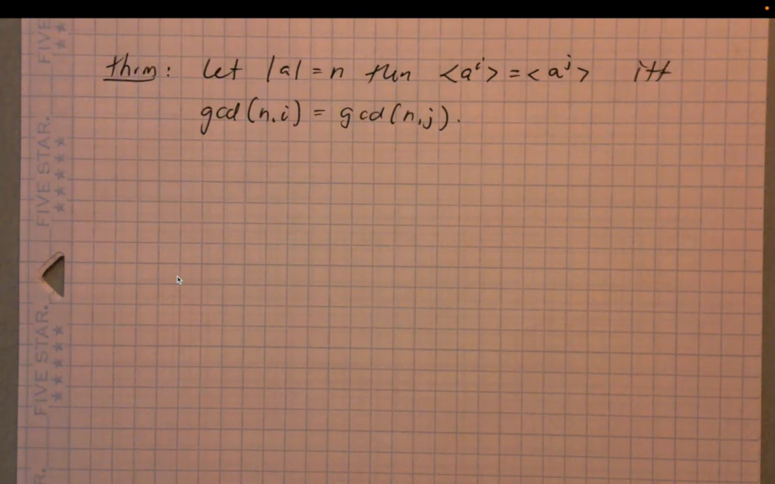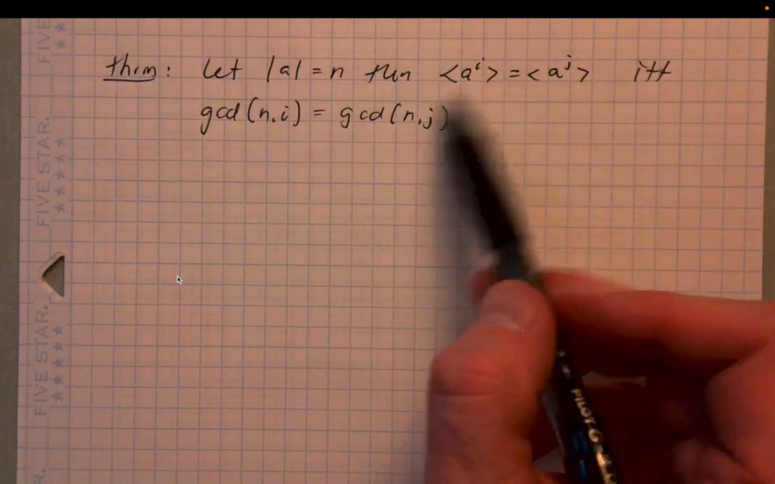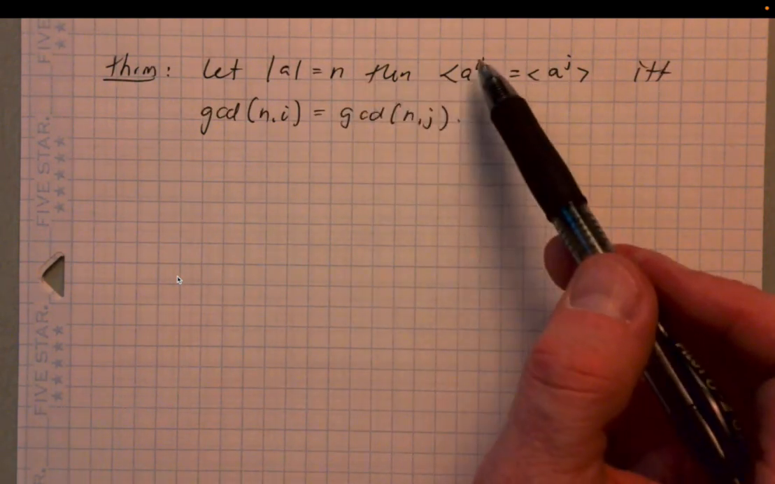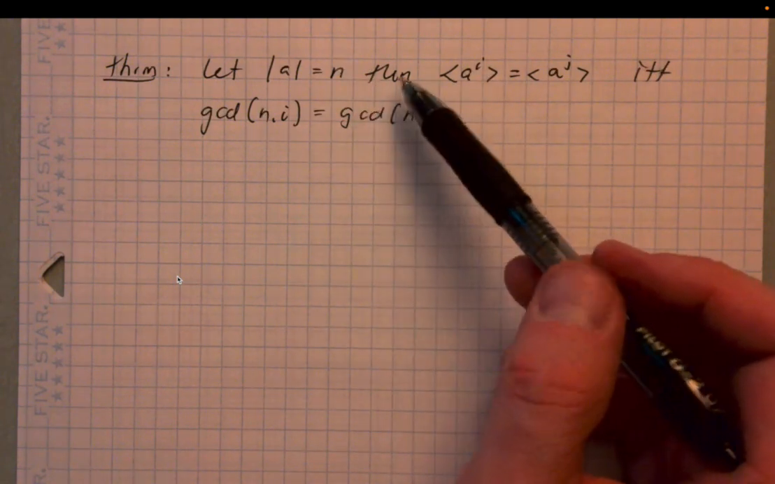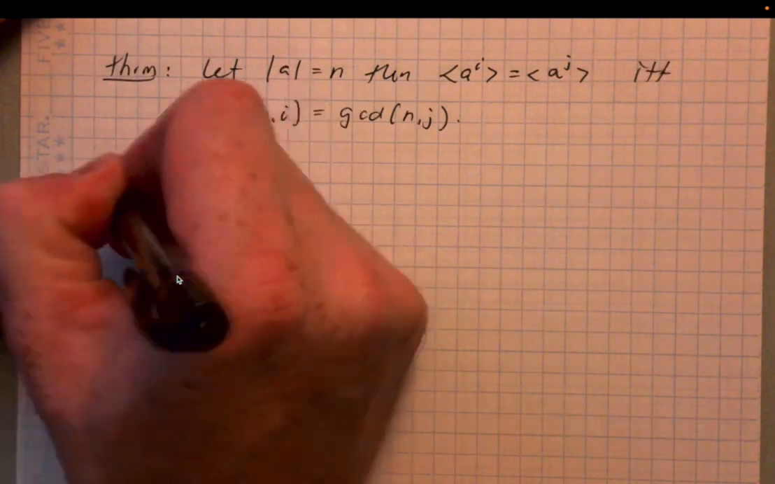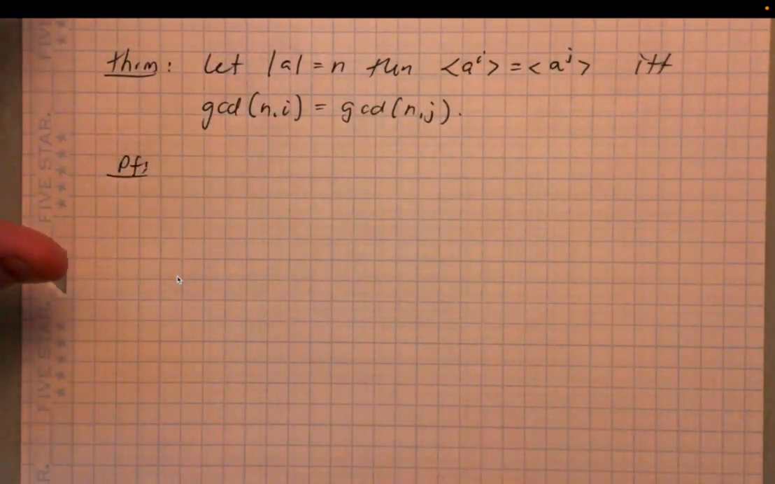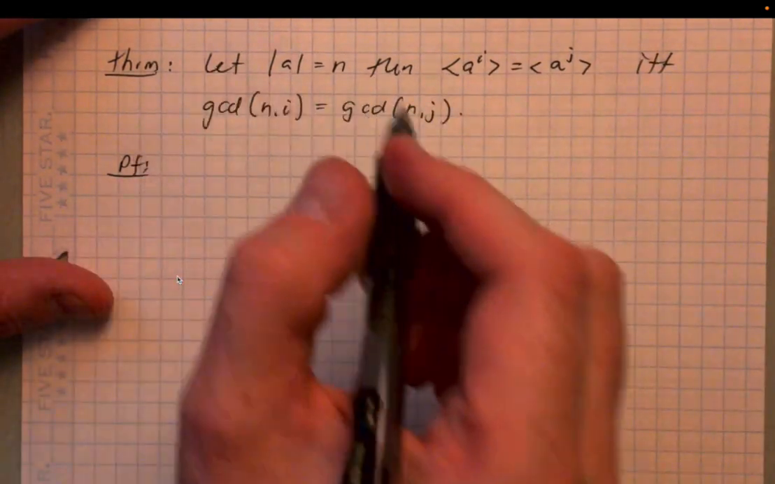Okay, so this is the theorem. If I've got an element a in a group, it has order n, then these two groups are the same if and only if the greatest common divisor between n and i is the same as the greatest common divisor between n and j. All right, so this one is fairly easy to prove. We wrap in the result from the previous theorem here to make the proof really quick.